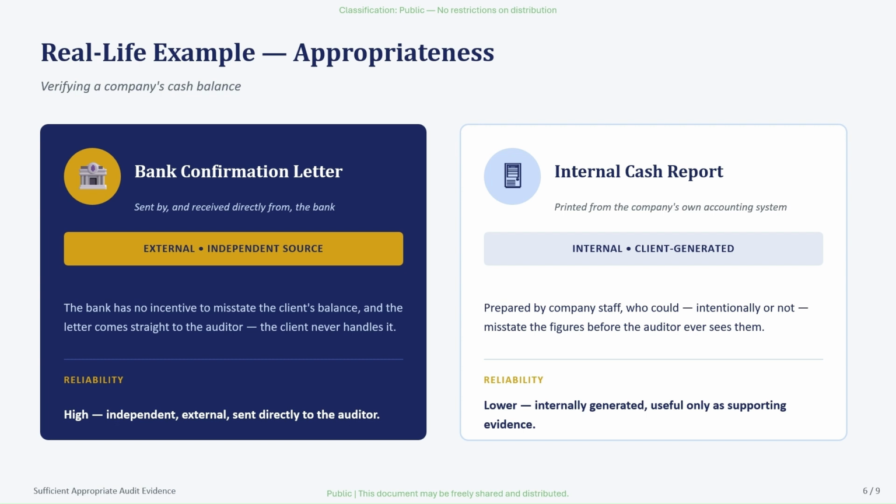On the other hand, there's an internal cash report printed from the company's own accounting system. It was prepared by company staff who, intentionally or not, could misstate the figures. So even though both documents show a cash balance, the bank confirmation is far more appropriate evidence because of where it came from and how it reached the auditor.